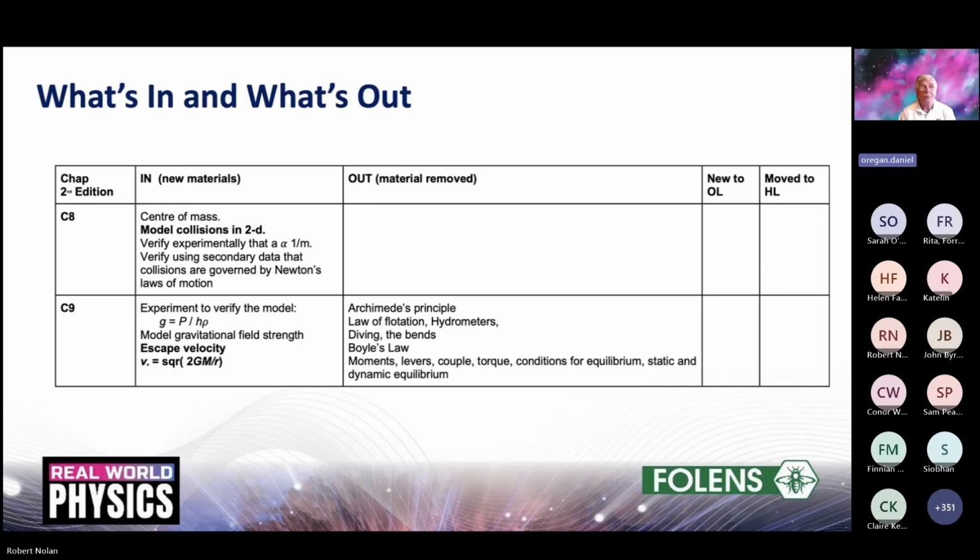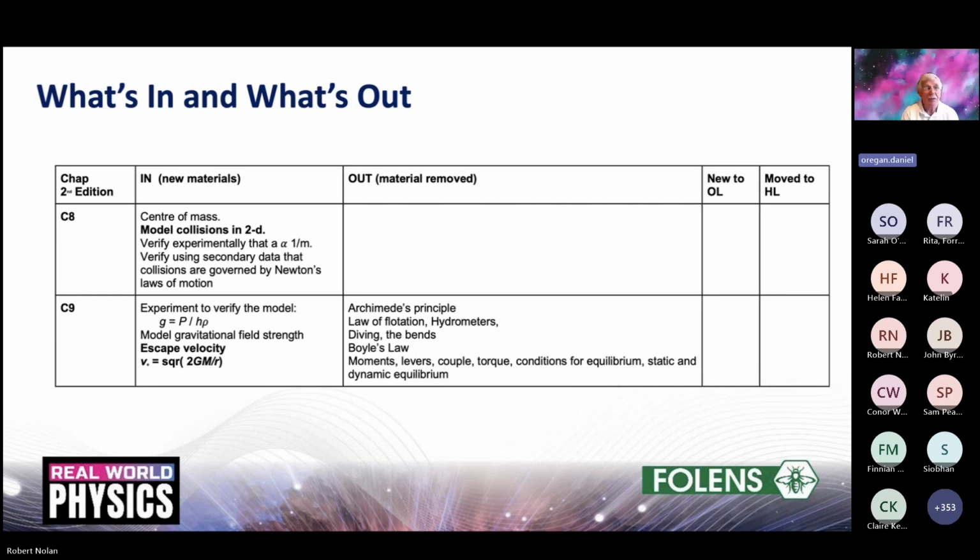Chapter on force, mass, and momentum. A new concept, the center of mass, which is, as far as we're concerned, effectively the center of gravity. It's new and it's specifically mentioned. Modeling collisions in 2 dimensions is specifically mentioned at higher level, which is a slight advance on the old syllabus. To verify that a is proportional to 1 over m is new here again. We only had to verify that a was proportional to F, but now we have the second part, and the 2 combined then become the experiment to verify Newton's second law of motion.